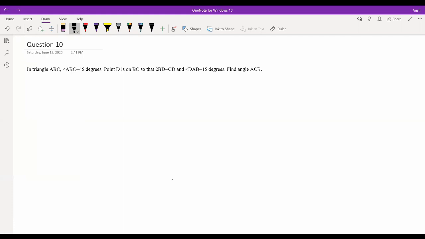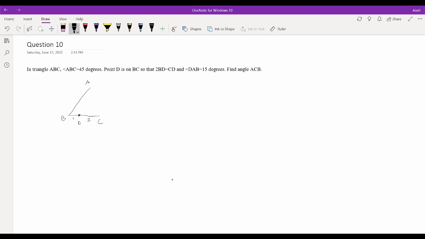So our next question, we have that in triangle ABC, angle ABC is equal to 45 degrees. Point D is on BC such that 2BD equals CD and angle DAB equals 15 degrees. So like always, let's start out by drawing a diagram based on what we know. We know that ABC is equal to 45 degrees and point D is on BC such that 2BD equals CD. So let's say BD is equal to 1 and CD is equal to 2.